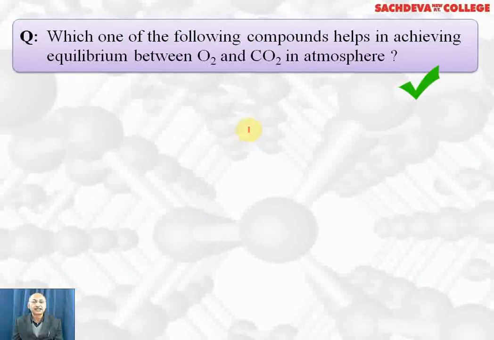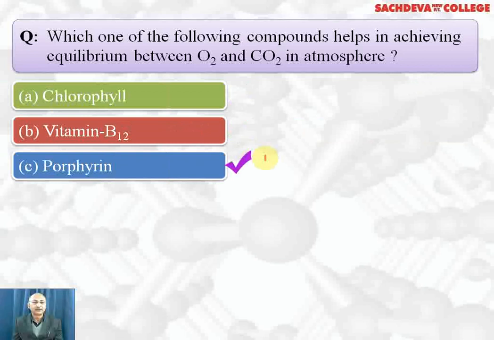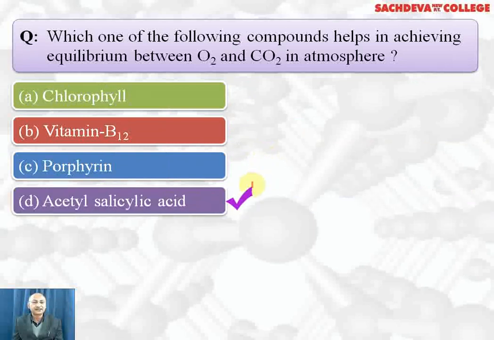Which one of the following compounds helps in achieving equilibrium between O2 and CO2 in atmosphere? Chlorophyll, vitamin B12, porphyrin. Porphyrin rings are present in hemoglobin. Acetyl salicylic acid is aspirin. Correct answer is chlorophyll, which takes up carbon dioxide and releases oxygen and maintains equilibrium between the two.